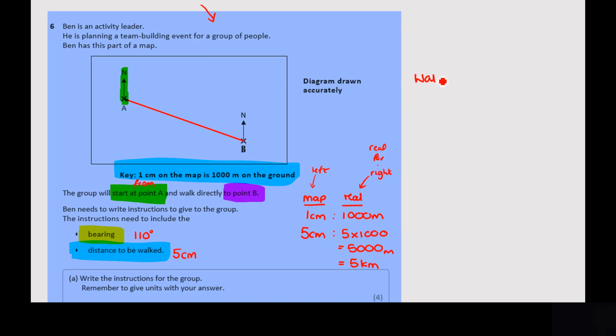to walk 5,000 meters on a bearing of 110 degrees from point A. And that would be our instruction and would get us 4 marks. If you want to pause the video to read that through again and process the information, feel free to. I'm about to move on to the next slide.